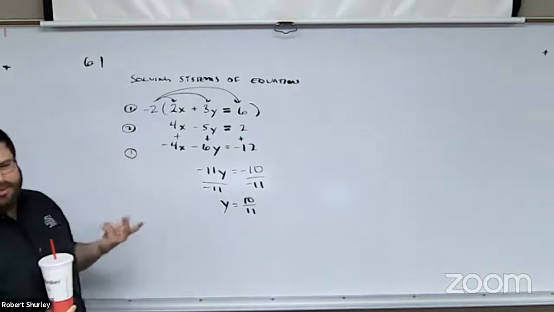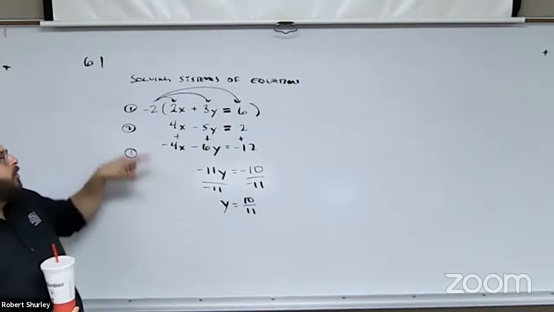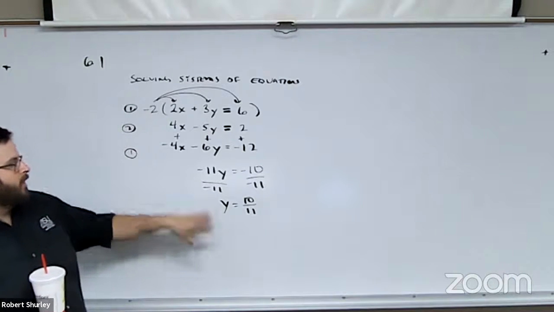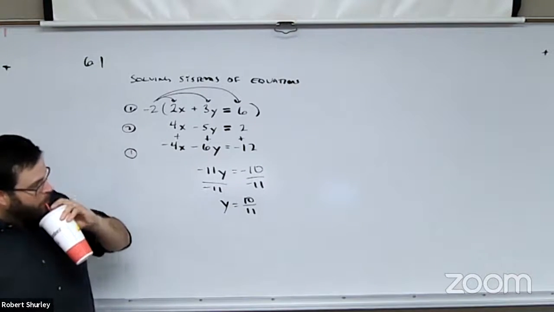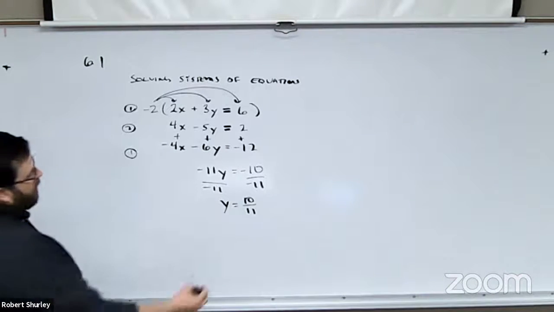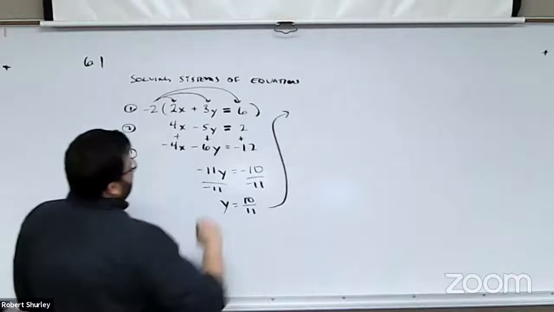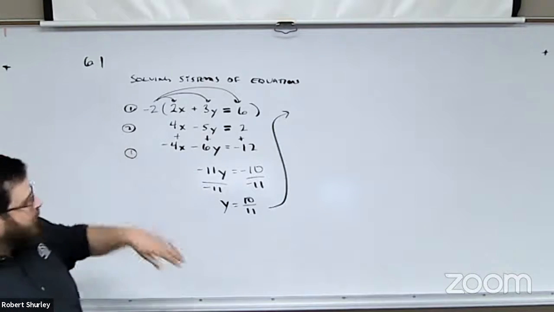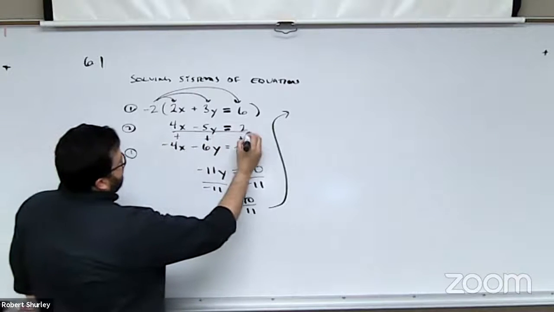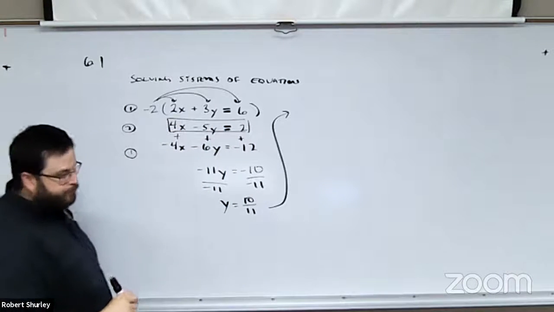But remember, you've got two equations with two unknowns. We've got to solve for the other value, the x value. And you can go into either one of the original equations and just pop y equals 10/11ths in and solve it out. Okay, this is when it's nice when I can find examples so we're not dealing with weird fractions, but that's okay.